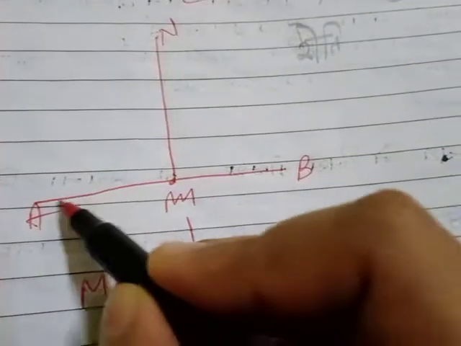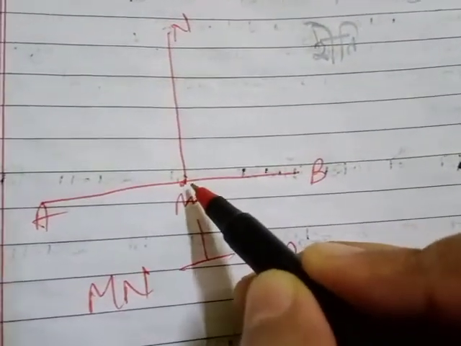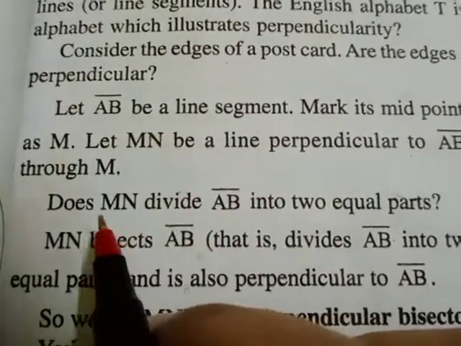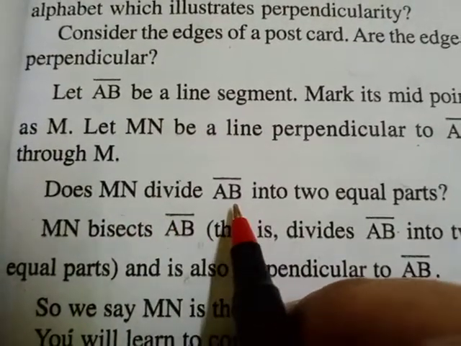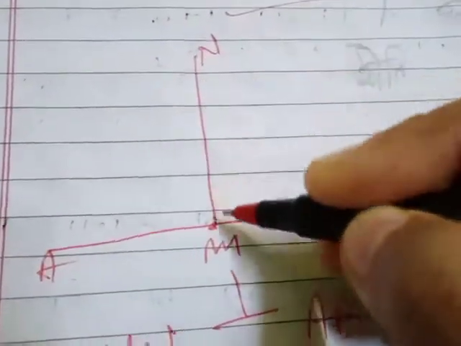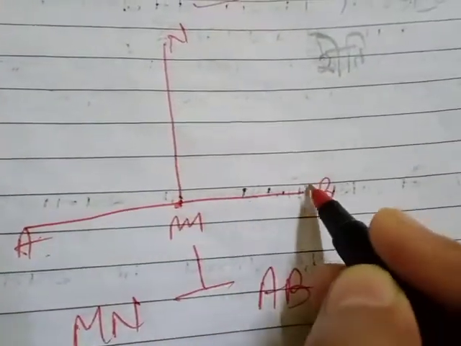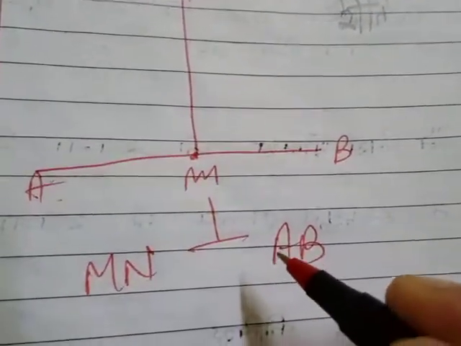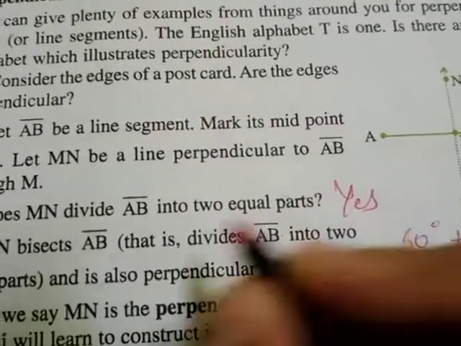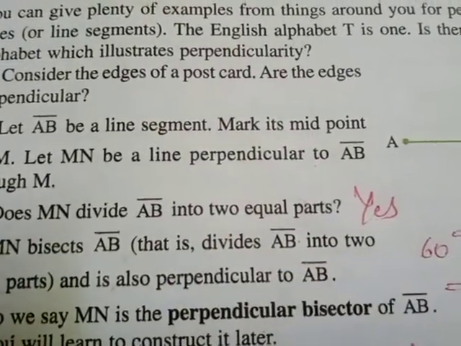So this is okay? AB is the line segment, M is the midpoint, and then mark any point as N and make MN perpendicular to AB. Clear? Then if you see here, does MN divide line segment AB into two equal parts? The question asked here is whether MN is dividing AB into two equal parts. So our answer here will be yes. Yes, this MN is dividing AB into two equal parts, right?